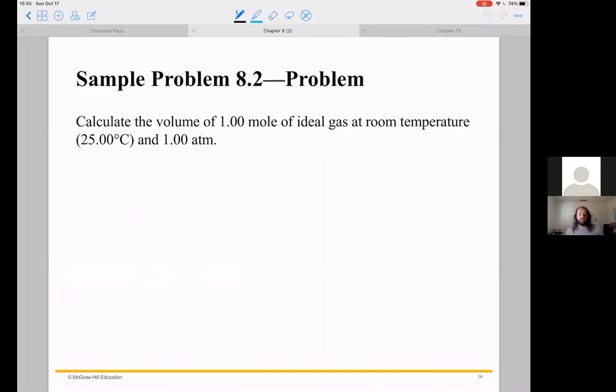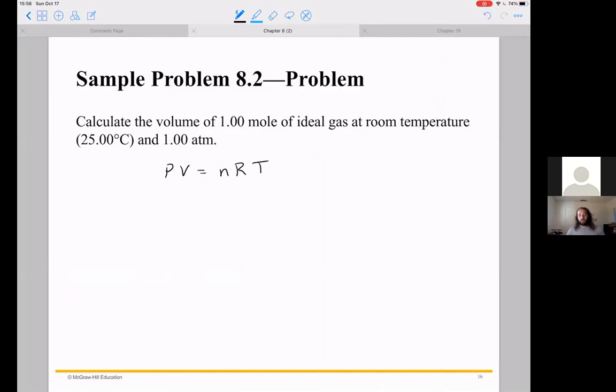Okay, so we're going to calculate the volume of 1 mole of ideal gas at room temperature, which is about 25.00 degrees Celsius, and 1 atm. So first of all, what is the ideal gas equation? PV equals nRT. You just got to know it.